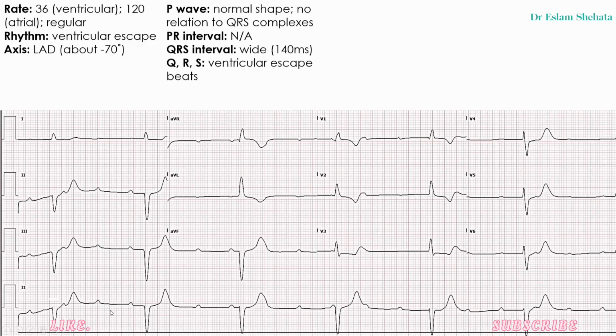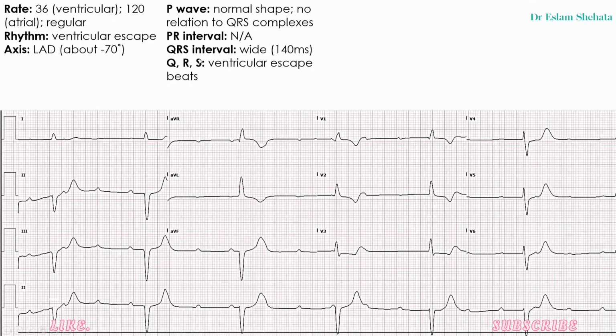As you can see, every PR interval is totally different. This one's prolonged, that one's normal, that one's short, but in reality these PR intervals are meaningless. The P waves are not conducting into QRS complexes. This is all just, well, it's irrelevant really, not applicable.